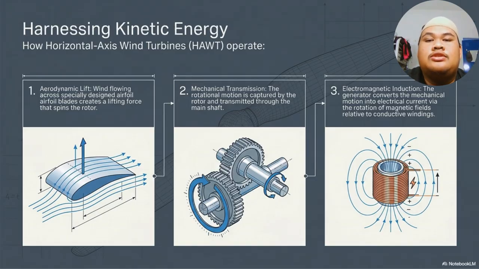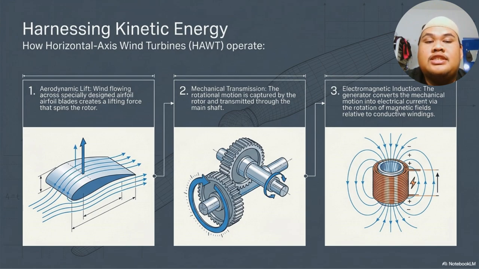Now, let's look at how a horizontal axis wind turbine actually converts wind into electricity. It comes down to three main steps. First, aerodynamic lift. When wind flows across the specially designed airfoil blades, it creates a lifting force. This force is what makes the rotor start to spin.